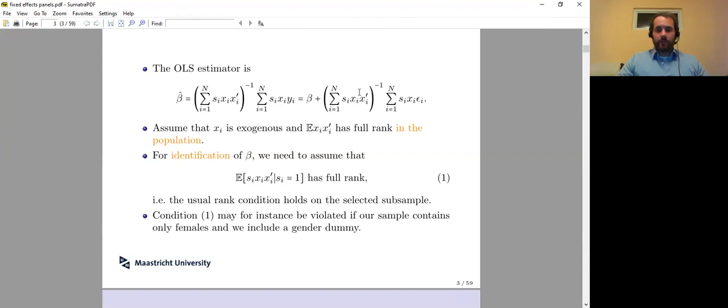So if this, of course, does not have full rank, this thing does not exist, and therefore the OLS estimator does not exist. Now, for instance, when could that be violated? Well, let's say that in our population there are males and females. However, in our subsample, there may only be females. And yet we forget about that and we include a gender dummy in order to test for differences between males and females. Now, of course, since the sample is only females, that gender dummy will introduce perfect collinearity, and therefore this inverse matrix here will not exist.